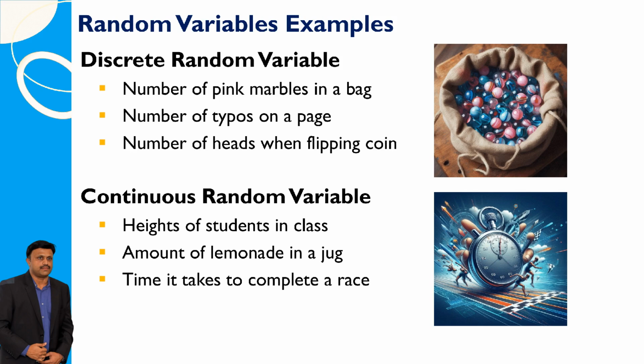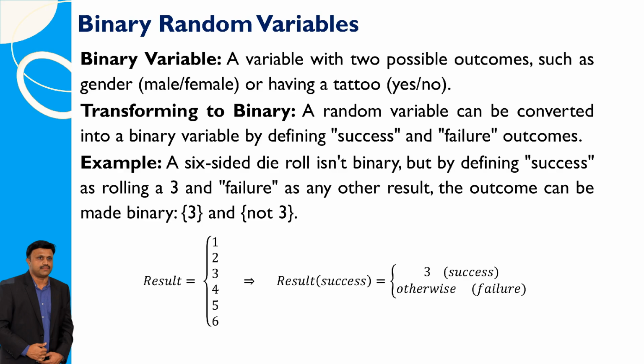A discrete random variable represents countable outcomes, such as the number of pink marbles in a bag, typos on a page, or heads in a coin flip. A continuous random variable represents measurable quantities, like student heights, the amount of lemonade in a jug, or the time to complete a race. A binary variable has two possible outcomes, such as male or female and yes or no.